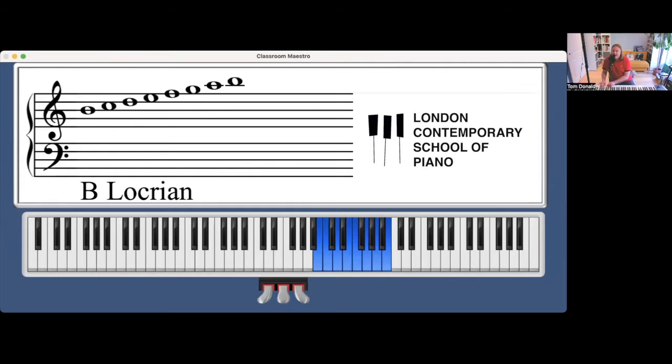And that's the B Locrian mode. And again, just like the Phrygian mode, it's quite dissonant. This one's even more dissonant because it has a tritone in it, a B to an F.